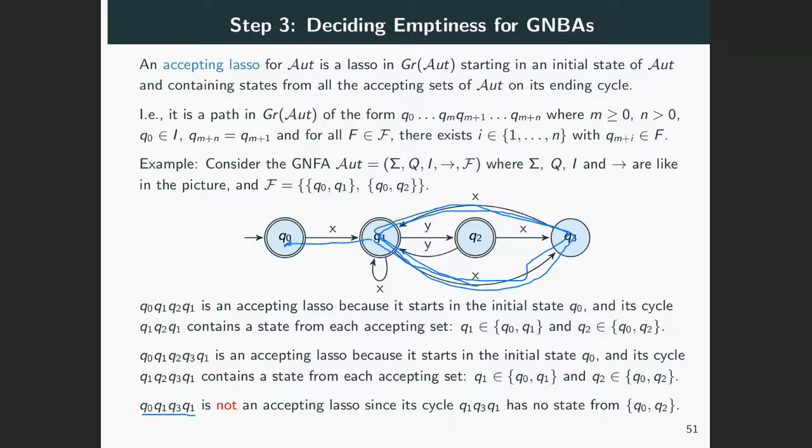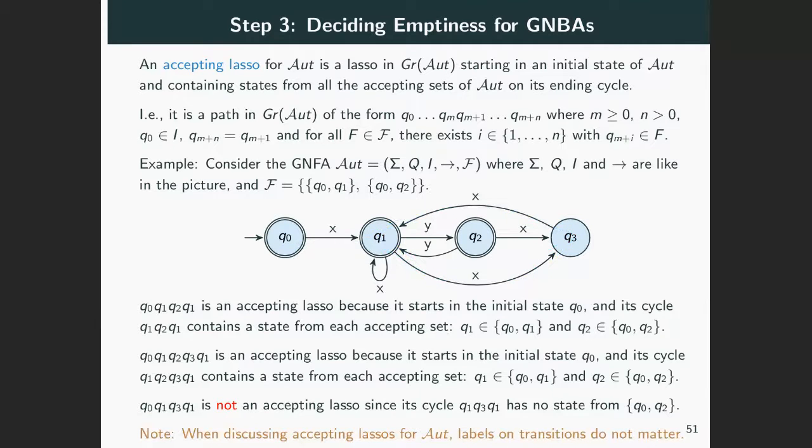Okay, so an accepting lasso starts in an initial state and visits all the accepting sets. It does not need to visit all the elements of an accepting set, but should visit at least one element from each accepting set. Note that the concept of an accepting lasso only uses from the automaton the underlying graph, the initial states, and the accepting sets of states. So it does not refer at all to the labels on the transitions, which is helpful to note, since we can clean up the picture a little bit when discussing accepting lassos, as I'm doing now with this picture.